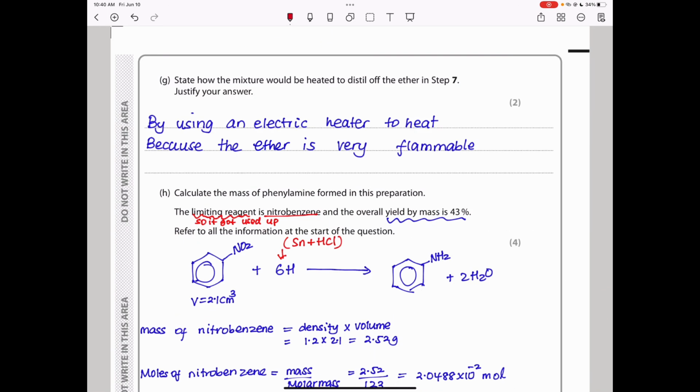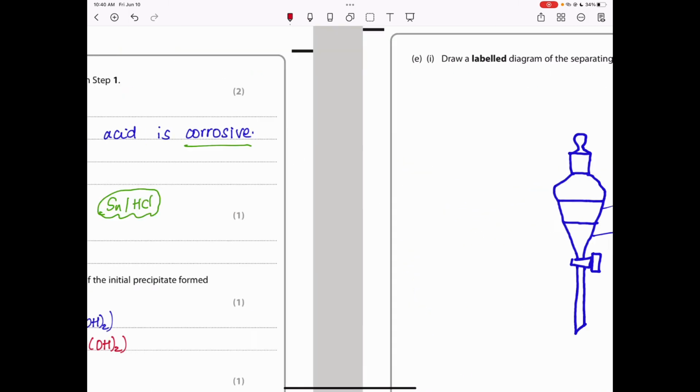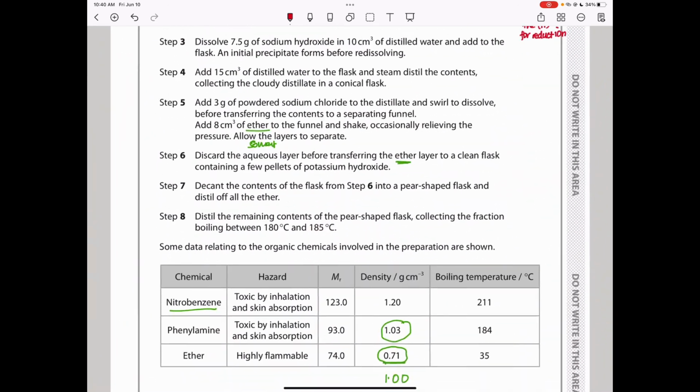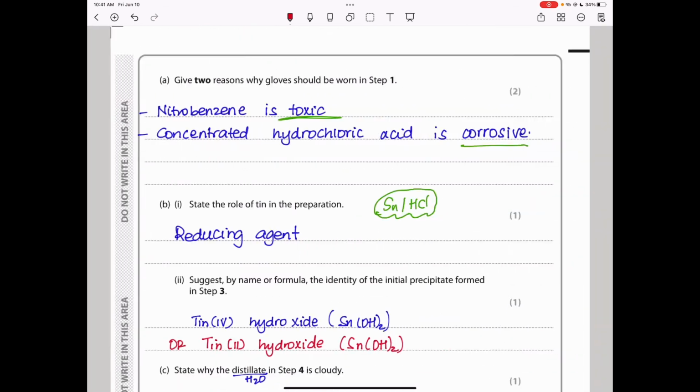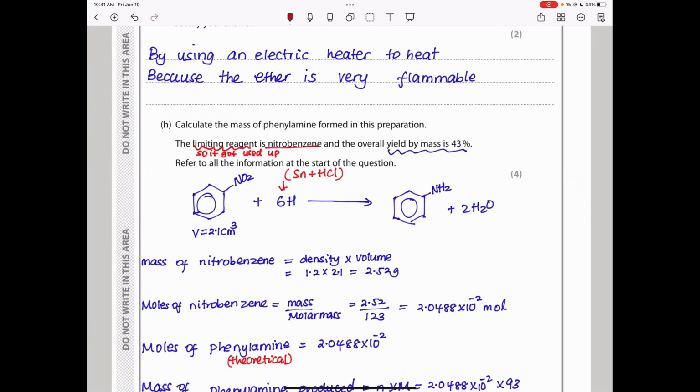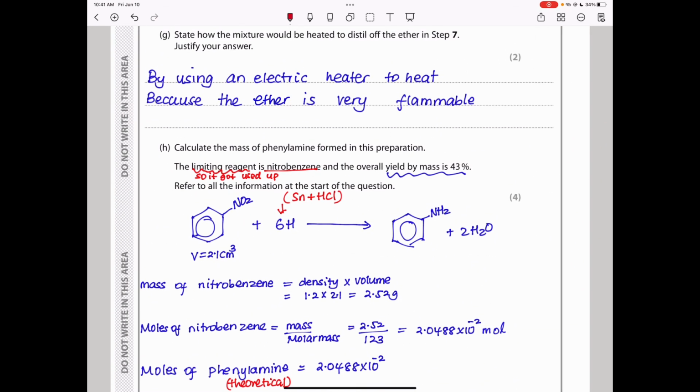Next part says, state how the mixture would be heated to distill off the ether in step 7 and justify your answer. Then when we go back, I want us to go back to the contents in the table here. They told us the ether is actually highly flammable. It means you cannot heat it using direct flames. You have to use an electric heater. So again, here we can see I said using an electric heater to heat because the ether is very flammable.